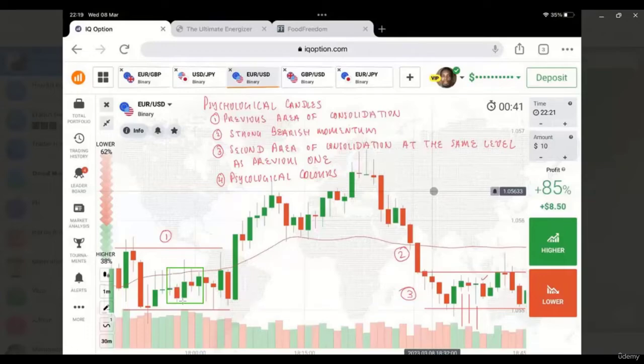Then green, then red, then green, then red, then green. That was also a psychological pattern or psychological movement here. So now when the market again came back to that same area, it was falling down. So now we can start from the red candle: red, green, red.